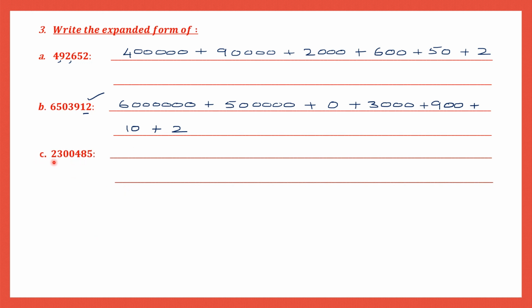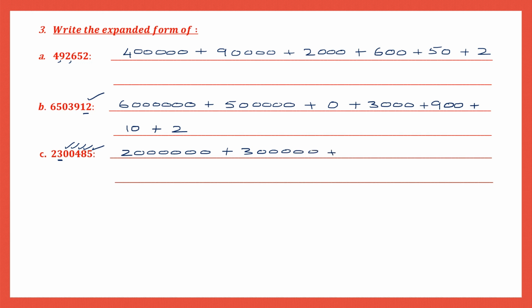Next one, question C. Let's begin with digit 2. This 2, we're going to write it here and count how many digits there are after that. 1, 2, 3, 4, 5, 6. So 6 zeros. So that is 20 lakh plus. Now let's take the next digit, which is 3. Let's write 3 and count all the digits after that. 1, 2, 3, 4, 5. So this is 3 lakh.